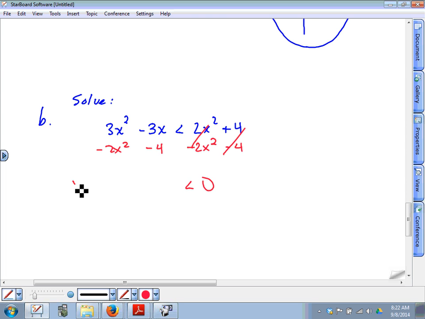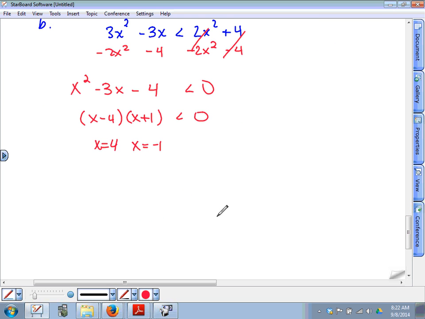So if we get the right side to 0, you're going to have the expression x squared minus 3x minus 4 is less than 0. That factors into x minus 4 times x plus 1. So your zeros are x equals 4, x equals negative 1. I saw most of you get that far, which is good. On a number line, your zeros are negative 1, positive 4. Okay, I'm going to put open circles on them before I forget. Open circles because the endpoints are not included.